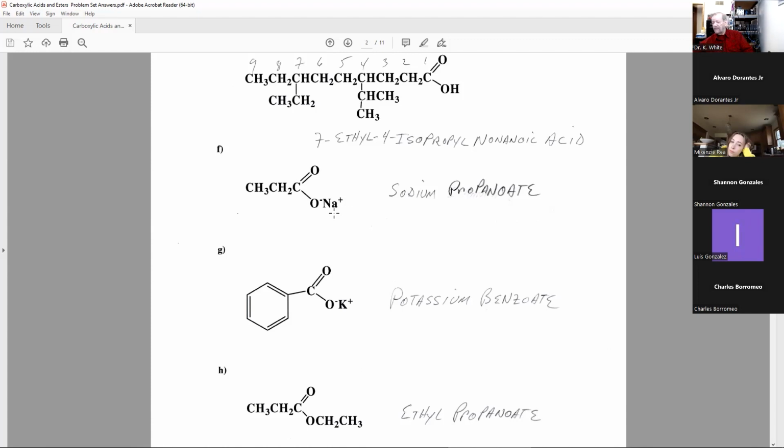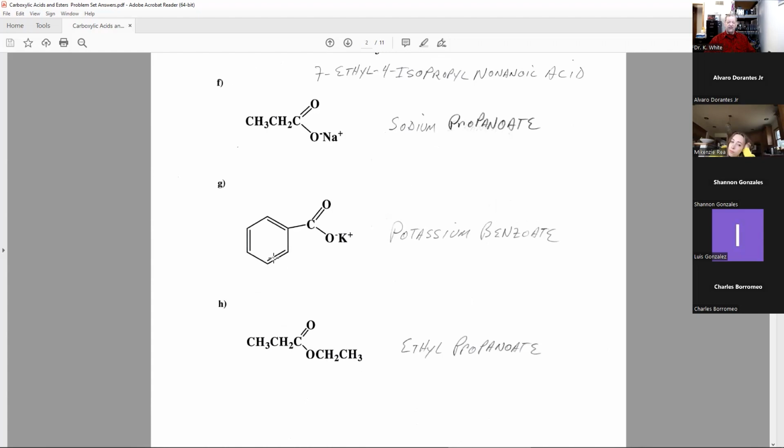And that is, name the longest chain with the carbonyl carbon in it, 3. Propane. Drop the E and add OATE. Sodium propionate. Now, as my gift to you for this and esters, I will not put an alkyl group here. That's my gift to you. For carboxylic acids, yes. For carboxylate ions and esters, no.